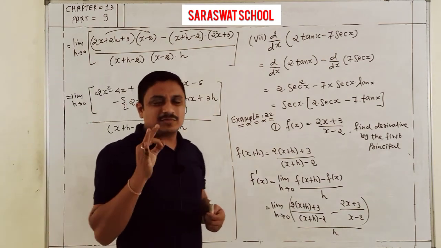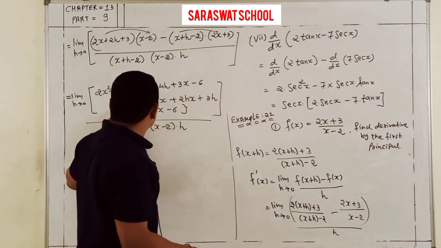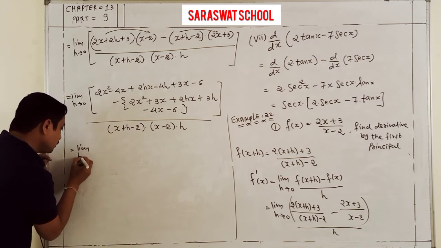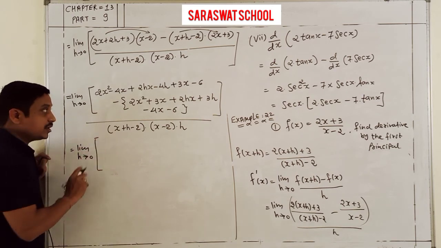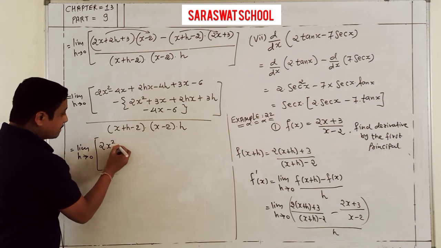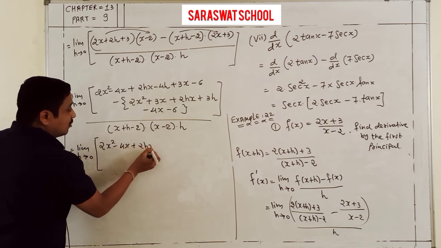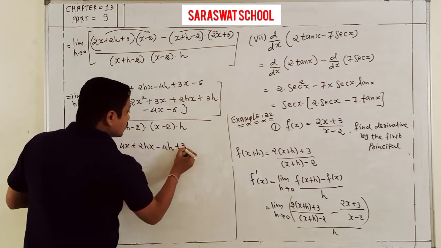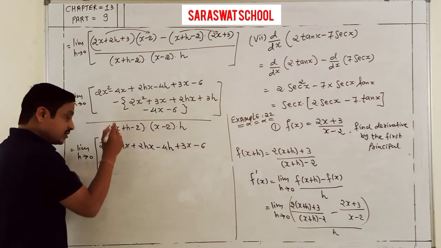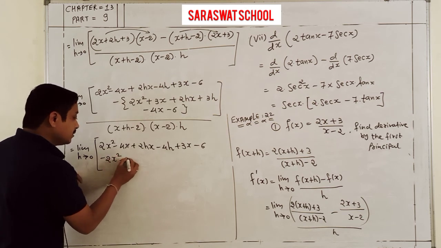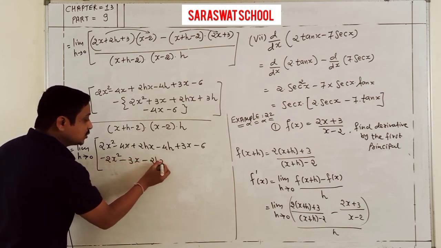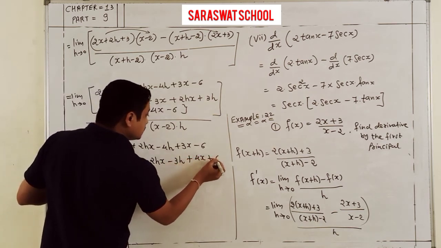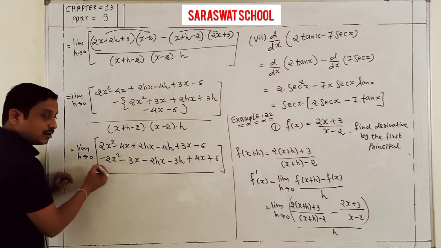Now expand it totally, this minus multiply inside and you will get one of the unique form. Limit h tends to 0. Here expansion same as 2x square. All functions are same, write down minus 4h, 3x minus 6, and here minus 2x square minus 3x minus 2hx minus 3h plus 4x plus 6, and upon as it is.